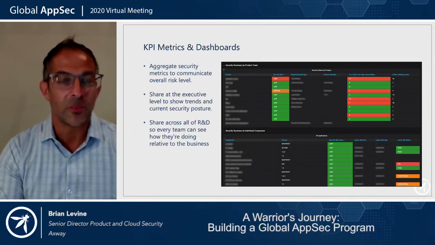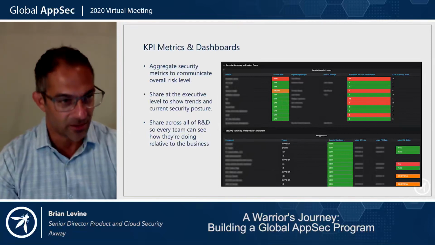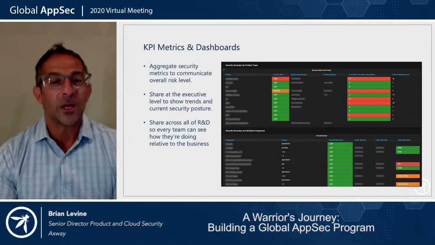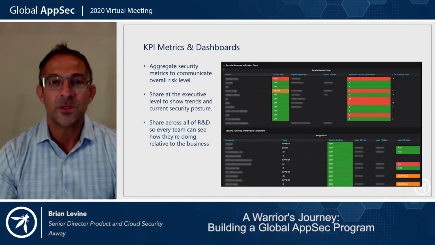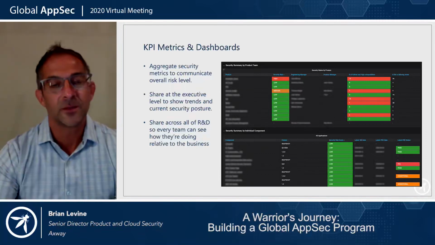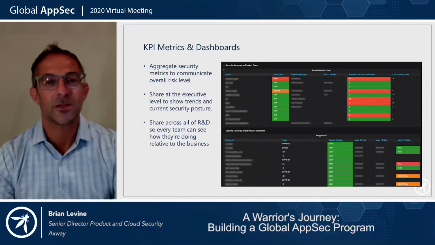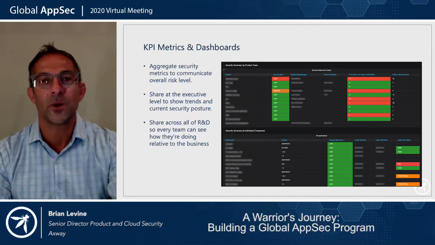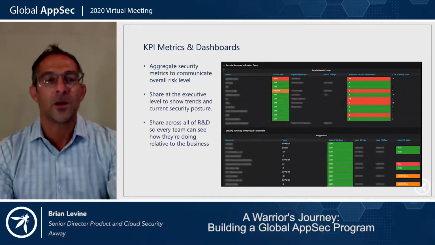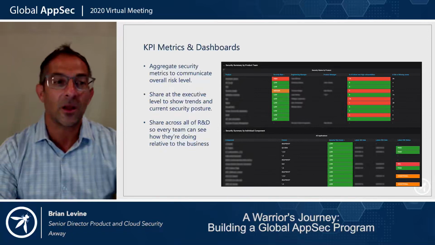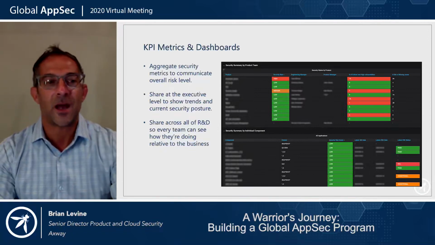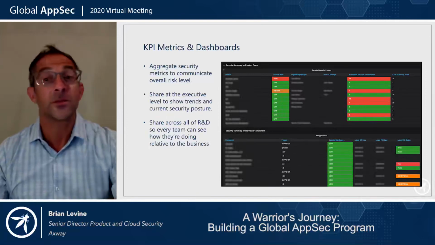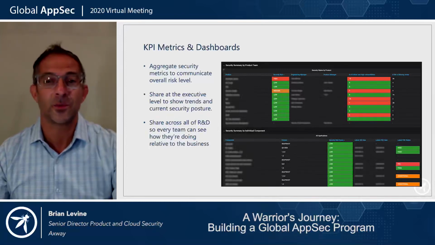One of the really important points I'm trying to illustrate here is that, number one, you want to aggregate this information, aggregate the metrics, and use these to communicate risk to the business. You want to share this at the executive level so that they see trends and are aware of the current security posture. You also want to share it across all of R&D, so every team can see how they're doing relative to other areas of the business. Measure your trends and then use those trends to improve your program.